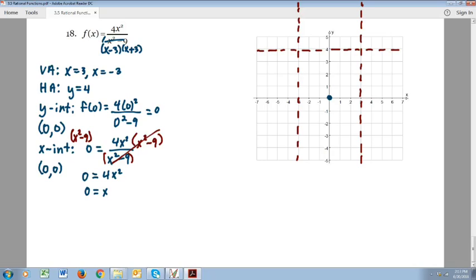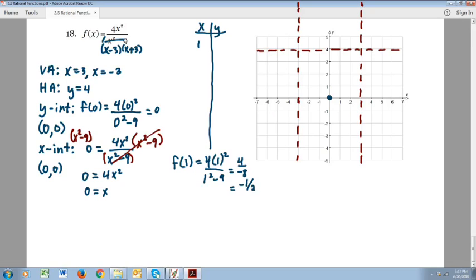Let's start in the middle where we already have the point 0, 0. It'd be nice to find when x equals 1. So let's plug 1 into this function. 4 times 1 squared, that's 4. Over 1 minus 9, that's negative 8. We're going to get negative a half there. And so at 1, we're down a half.